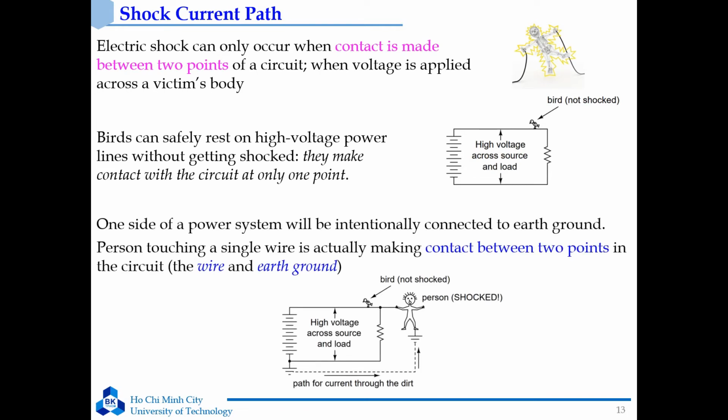Unlike that, a person touching a single wire is actually making contact between 2 points in the circuit: the wire and the earth ground. That's because one side of our system is usually connected to the earth ground. You can see in this figure the path of current through the earth ground.